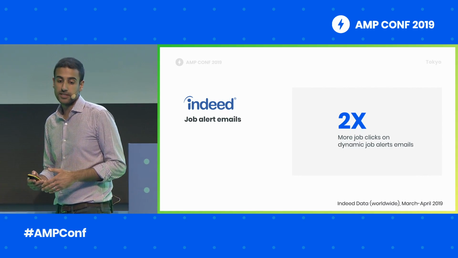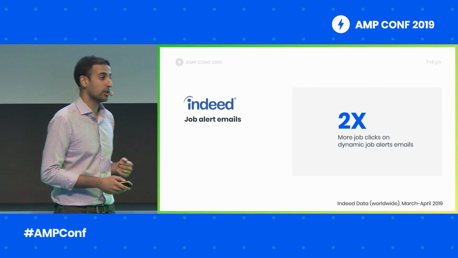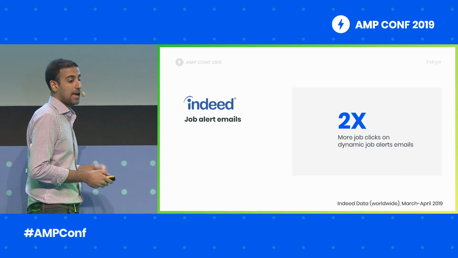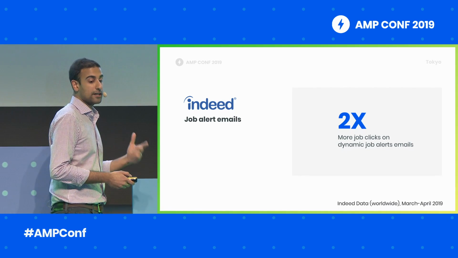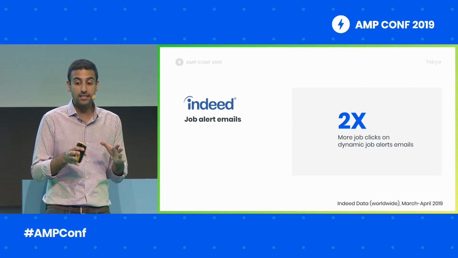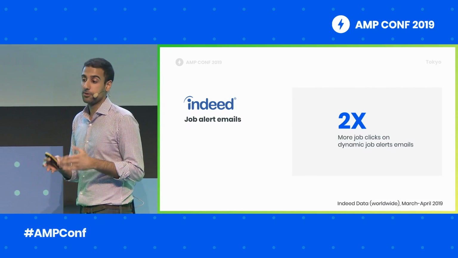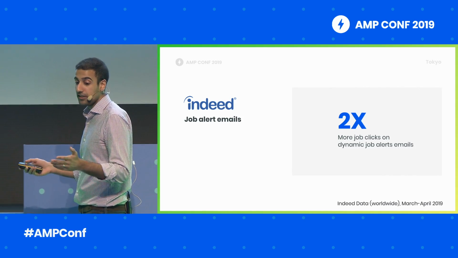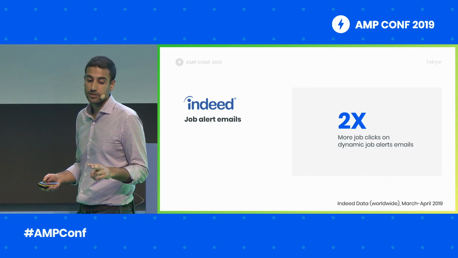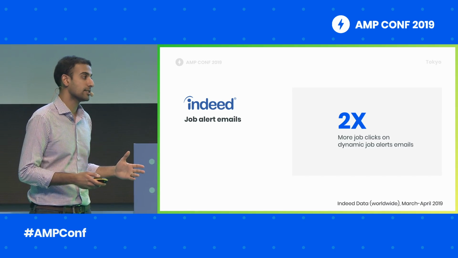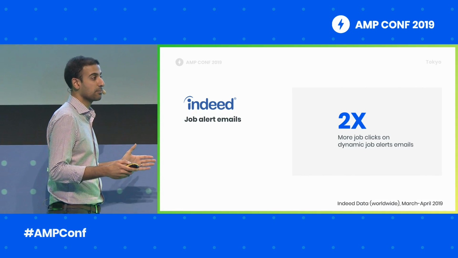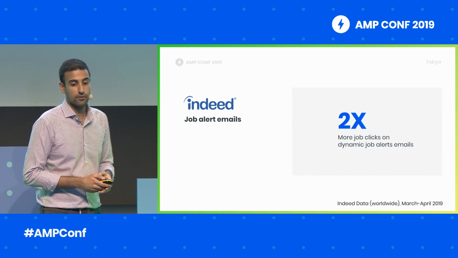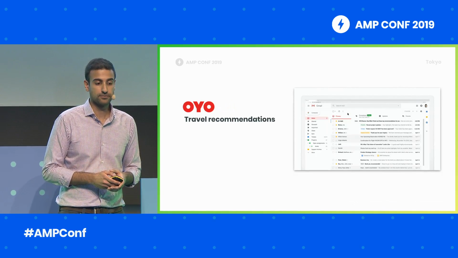Indeed is a job search website that has a new AMP-powered job alert email. So these emails notify users about jobs that they might be interested in. And their new AMP-powered email fetches the latest recommended jobs and inserts them into the message so that the user sees jobs that are more relevant, jobs that are still available, and jobs that are more personalized. Now, with these emails, Indeed has observed 2 times the clicks on their job alert emails compared to the static equivalents. So a pretty massive improvement in the key metric that they measure for interactions with their emails.